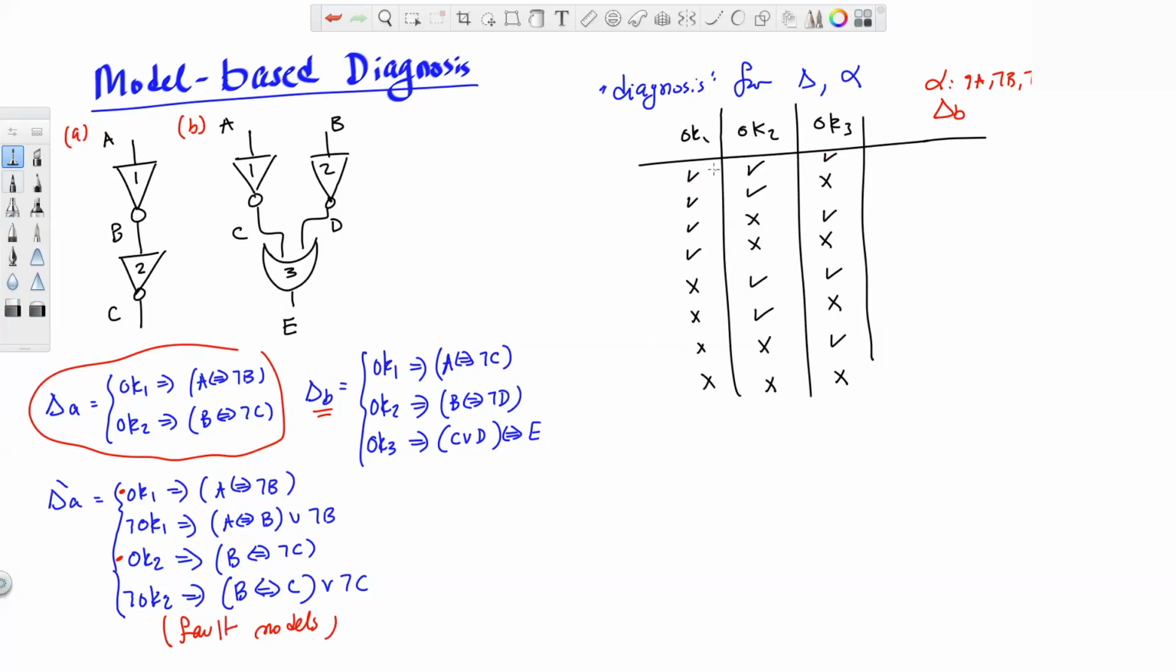So let's just do a couple of them quickly. And we're going to find out that those that are possible, we will call them a diagnosis. So 8 of them. Let me look at the first guy. OK1, OK2, OK3. Is this possible? Not possible, right? Given this system description and given this observation. So this is no, that is not possible, okay? And here we're going to write, is it a diagnosis for delta B and alpha, right? So no, it's not a diagnosis. A diagnosis has to be a possible health state. This is not possible.